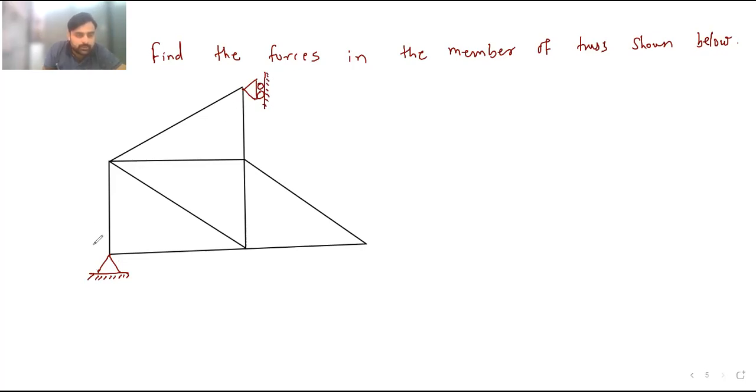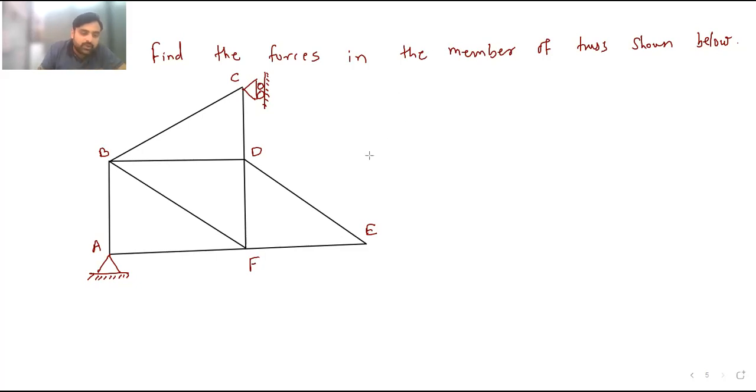I will give the names. This is A, B, C, D, E, and this is joint F. Now loading is also given.